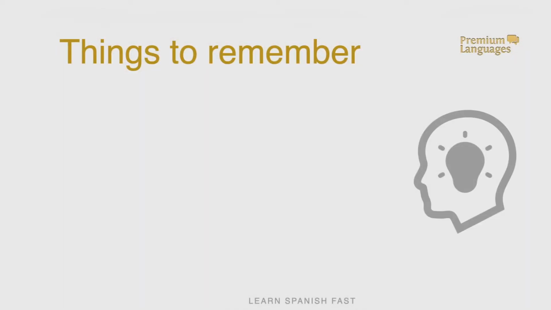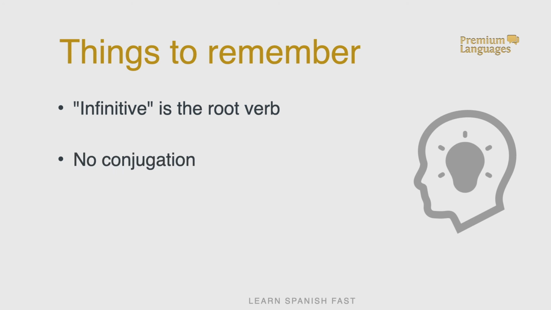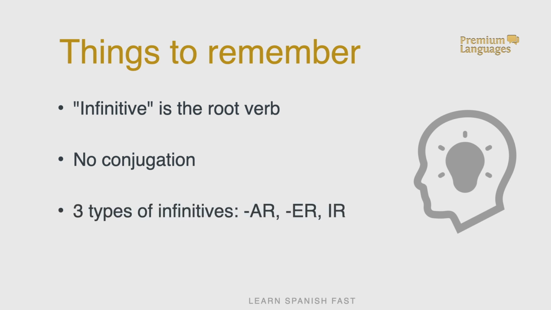And the things to remember from this lesson are that the infinitive is the root verb from where all the forms of the verb derive. Infinitives are verbs that are not conjugated. We will start conjugating in the next video. And finally, we need to remember there are three types of infinitives ending in ar, in er, or in ir.